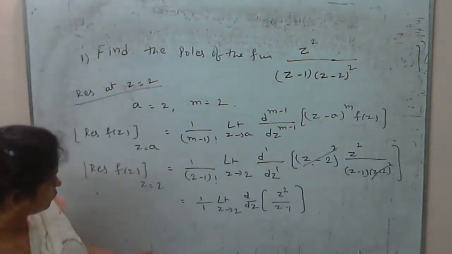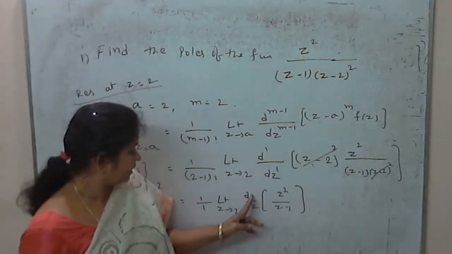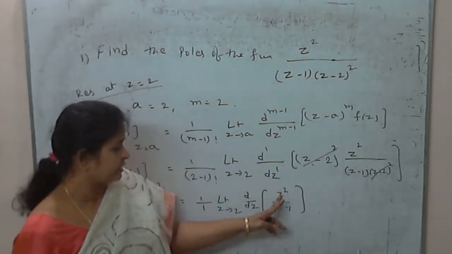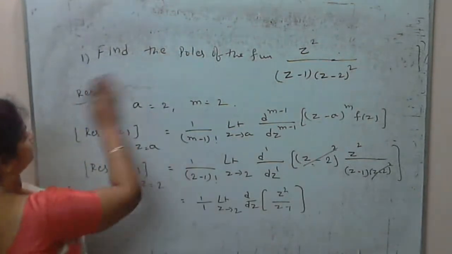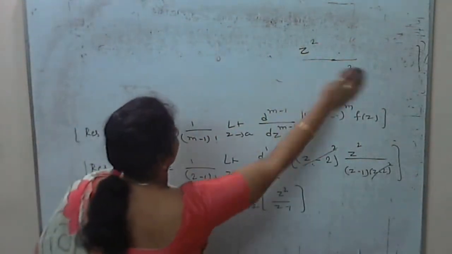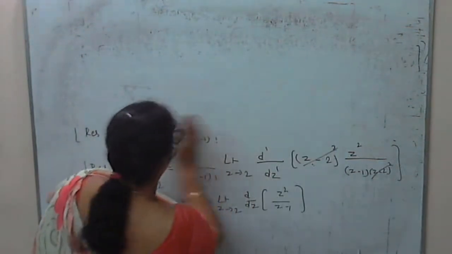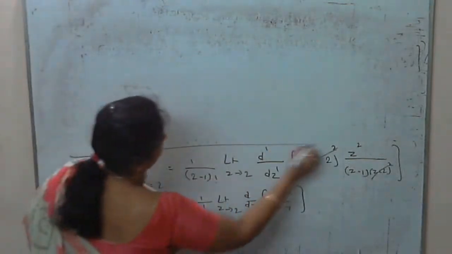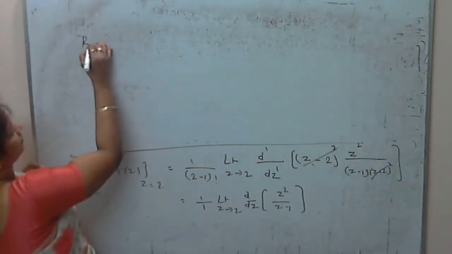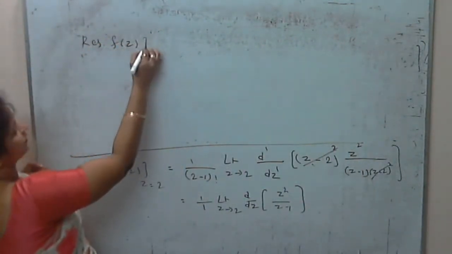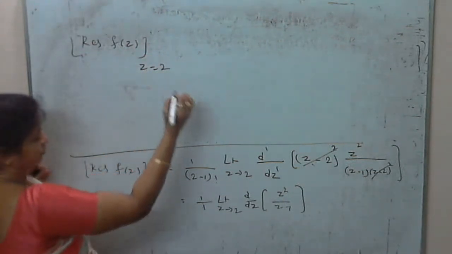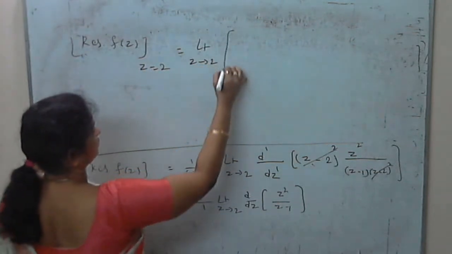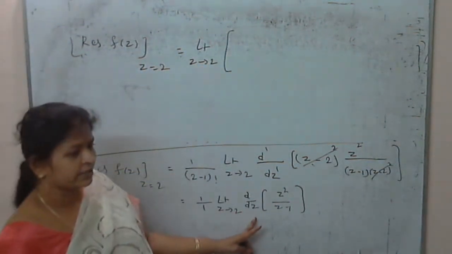Now we get d by dz of z square by z minus 1. That means we have to differentiate z square by z minus 1. So residue of f of z at z equal to 2 is limit z tends to 2. Now how can you differentiate this?